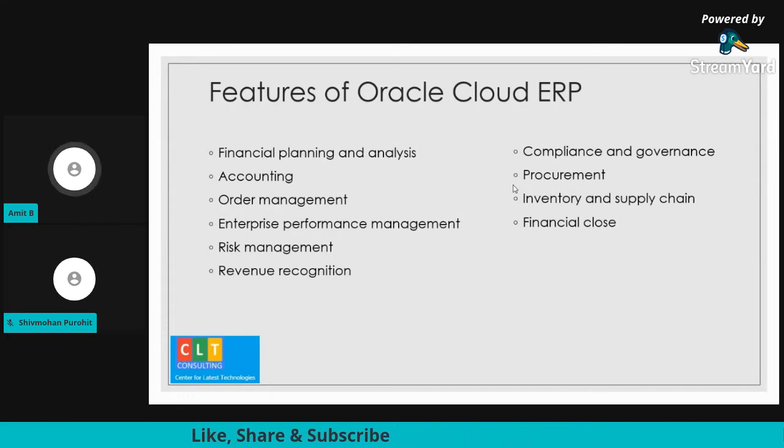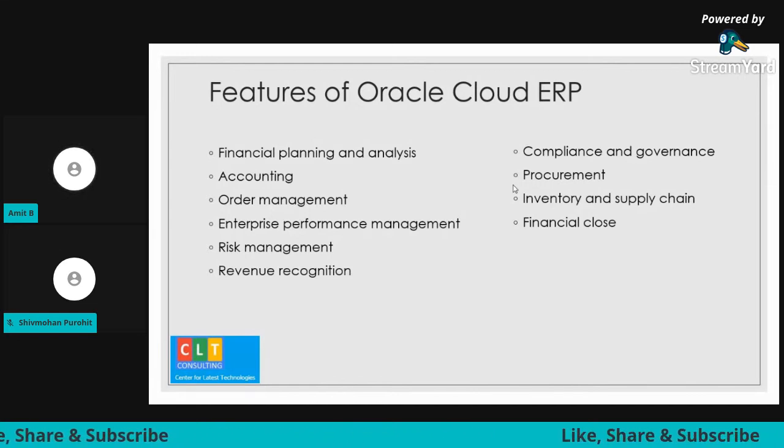Then the financial close. So when we do our business, we record everything, and at the end of, say, every month, we close all our transactions, all our sub modules, all our procurement, order management, and other modules, and then we close the periods. So when we talk about the periods, it could be for, say, purchasing, it could be for payables, it could be for receivables, assets, and other sub modules.